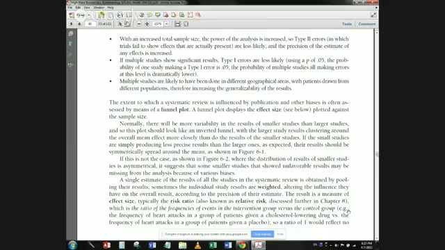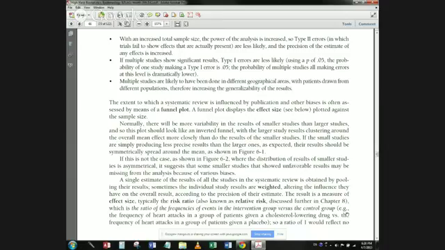A single estimate of the results of all the studies in a systematic review is obtained by pooling their results. Sometimes the individual study results are weighted, altering the influence they have on the overall results according to the precision of their estimate. The result is a measure of effect size, typically the risk ratio, also known as relative risk, discussed further in Chapter 8, which is the ratio of the frequency of events in the intervention group versus the control group. For example, the frequency of heart attacks in a group of patients given a cholesterol lowering drug versus the frequency of heart attacks in a group of patients given a placebo.